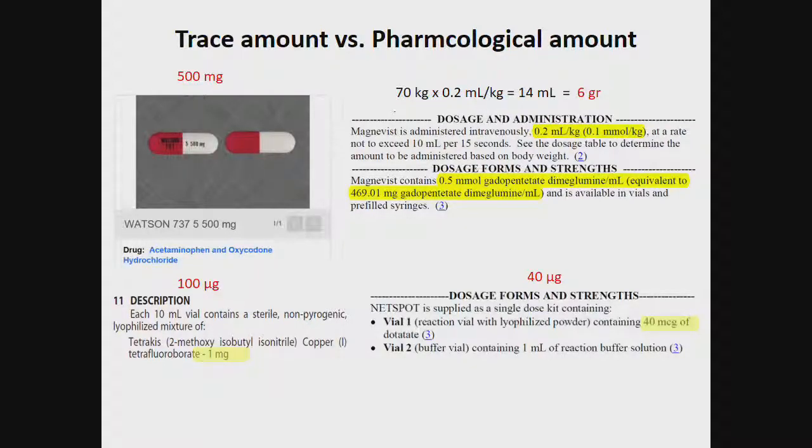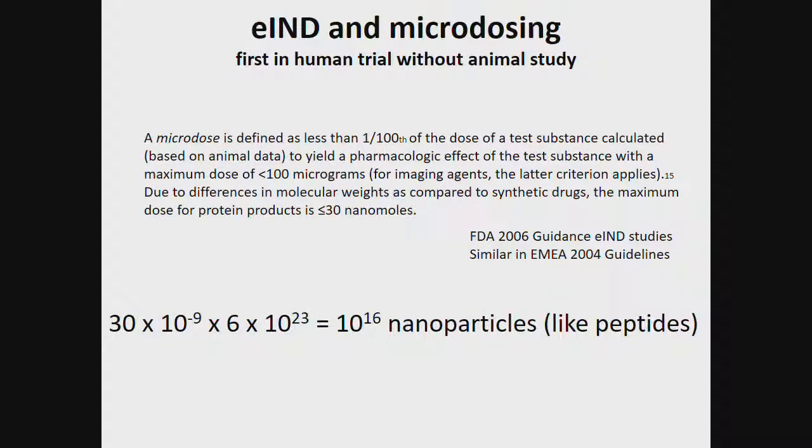In case of MIBI, we are using 100 microgram, and in case of the new compound, 40 microgram. When I looked at the FDA guideline, we can do a microdose study when a small molecule is 100 microgram. However, in case of peptides or proteins, they say 30 nanomoles.